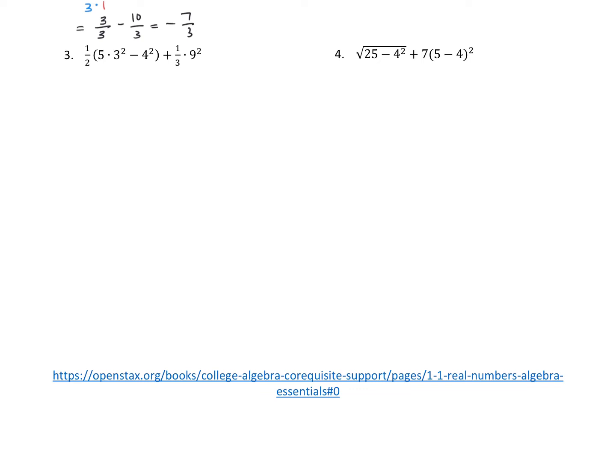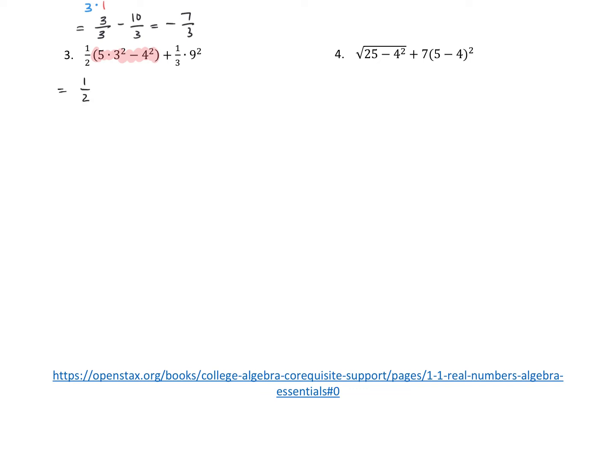All right, number 3. This one looks more complicated, right? So first, we're just going to take it step by step. We're going to do the parentheses. So all I'm going to look at right now is everything that's in between those parentheses. So let's start there.